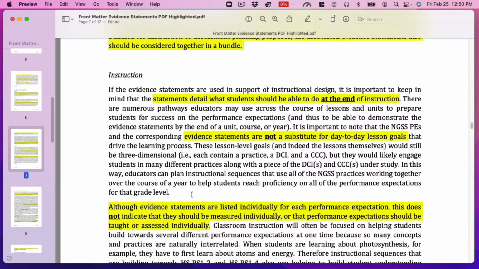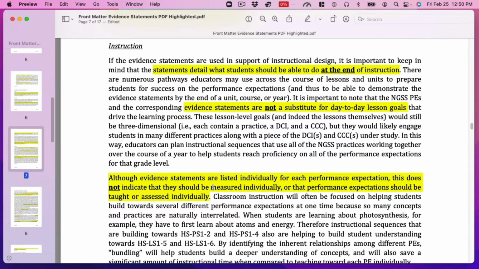So we're always looking at the end of instruction, and these evidence statements are not a substitute for day-to-day lesson goals. That's something else, and there are definitely resources out there to help you develop day-to-day lesson goals, and we can talk about that another time. And yes, they are listed individually, but that does not indicate that you should be measured individually. Again, just as we talked, we're looking at a bundling, and it needs to be in context.